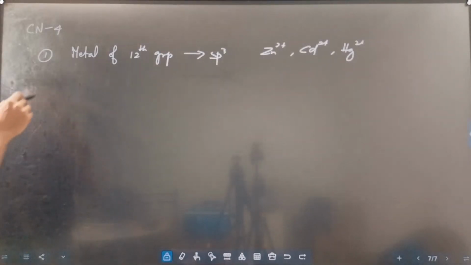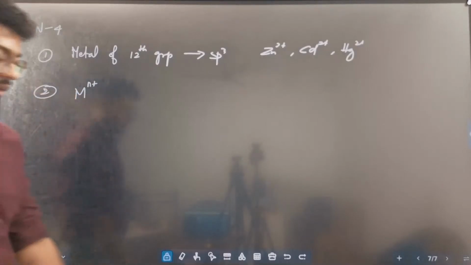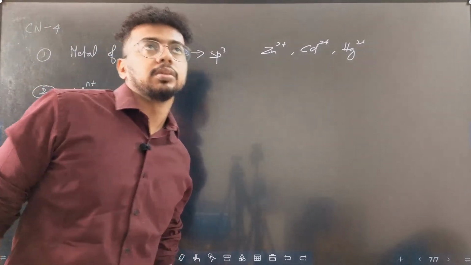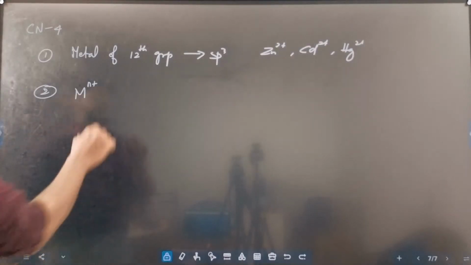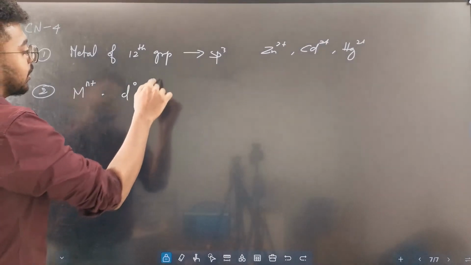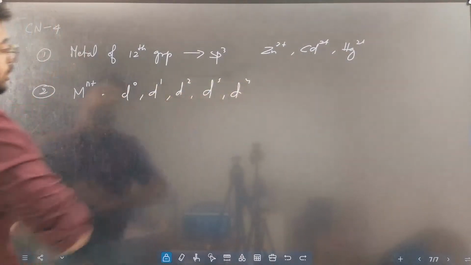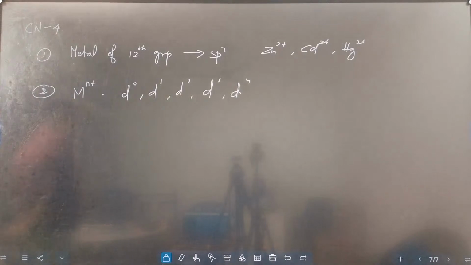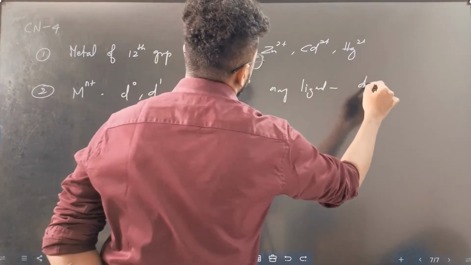The second rule is in the excited state. Suppose you take, for example, Mn positive, with configuration D0, D1, D2, D3, and D4. For D0 to D4, with any ligand, we say it is dsp2.